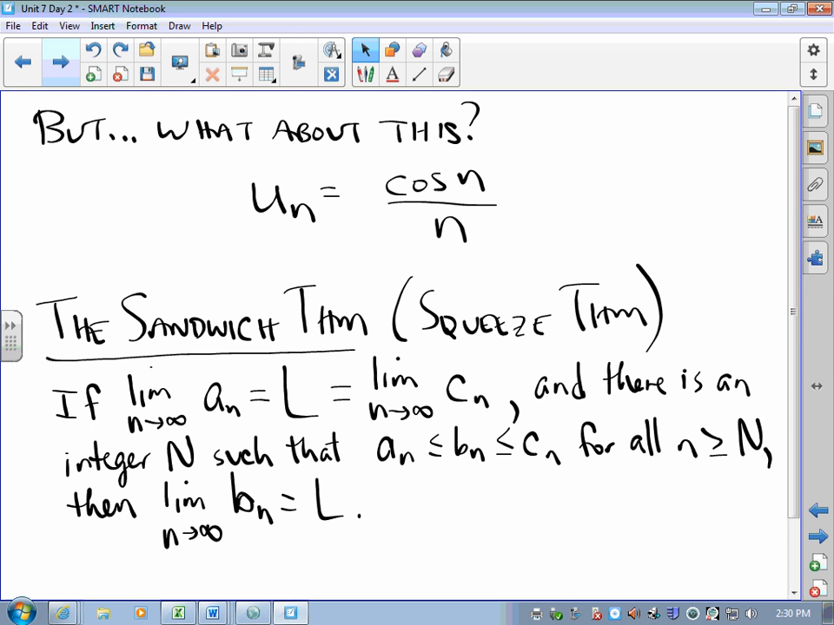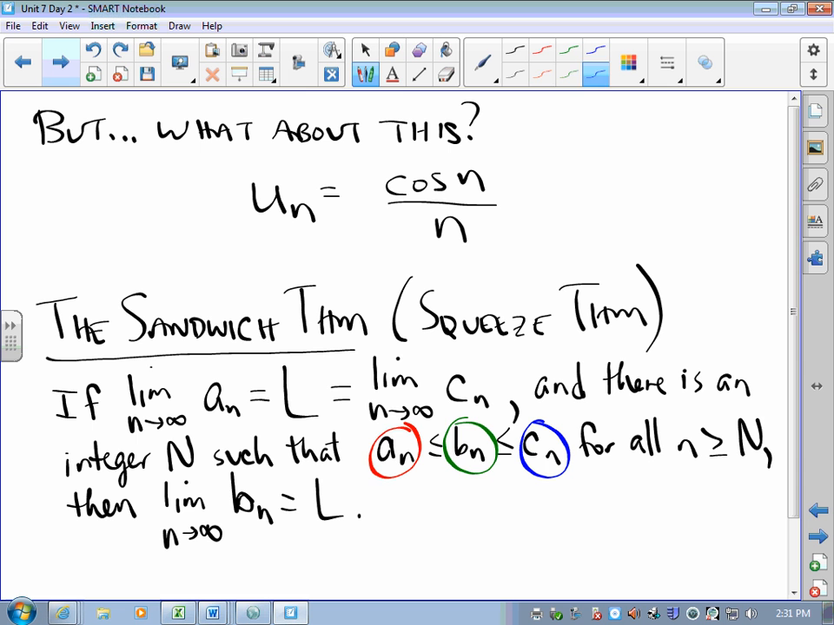We should talk about what that means in plain, simple English. If you can trap the sequence you're interested in between two other sequences whose limit is L, then the sequence that's trapped between them must also go to L. Let's talk about why that's true. We can prove it formally in some very advanced college course, but let's talk about informally why that's true.